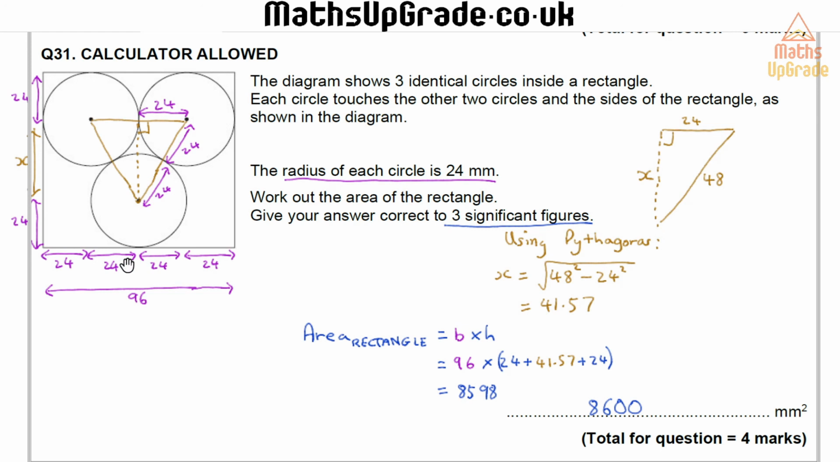So if I now use these measurements to find the area of the rectangle, base times height, I get 8,598. And to three significant figures, that would be 8,600 millimeters squared. So that whole question there is worth 4 marks.